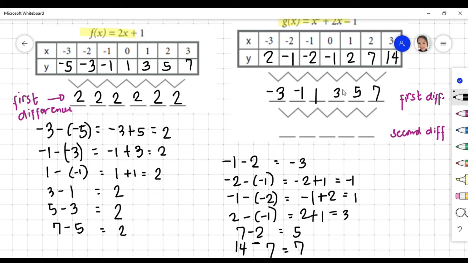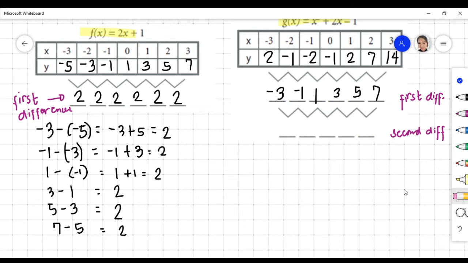So these are our first differences. Notice that they are not equal. Now let's proceed to the second differences. So we have to erase this portion. Thus we will subtract -1 to -3, 1 to -1, 3 to 1, and so on. So -1 minus -3, 1 minus -1, 3 minus 1, 5 minus 3, and 7 minus 5.